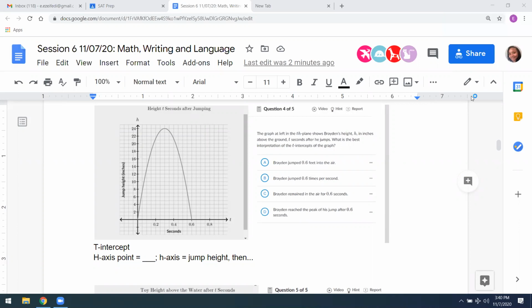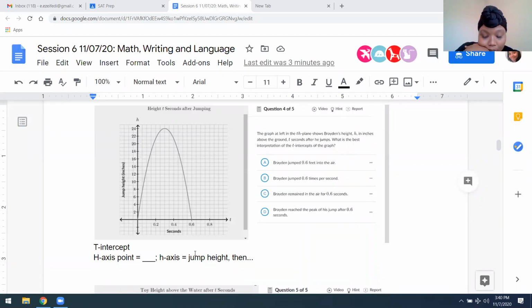I chose answer C because when I looked at A, it said that he jumped 0.6 feet in the air. But I want to make sense because everything on here is like whole numbers, stuff like that. And then he didn't jump 0.6 times per second because I don't think that's possible. And then that is true for letter C, it says that he remained in the air for 0.6 seconds. As you can see, the little line, it goes up and down. It's like the time that he was in the air.